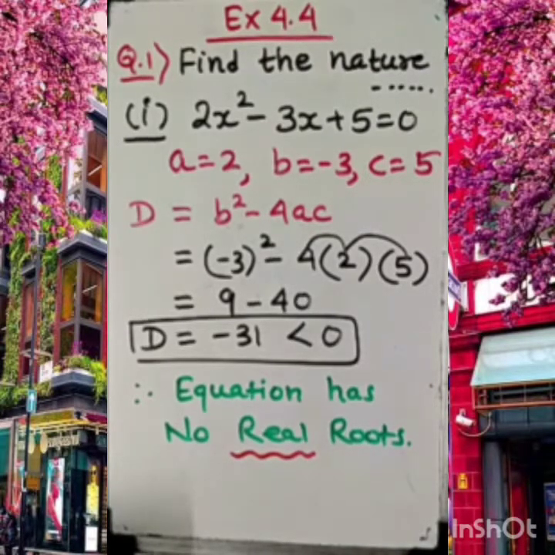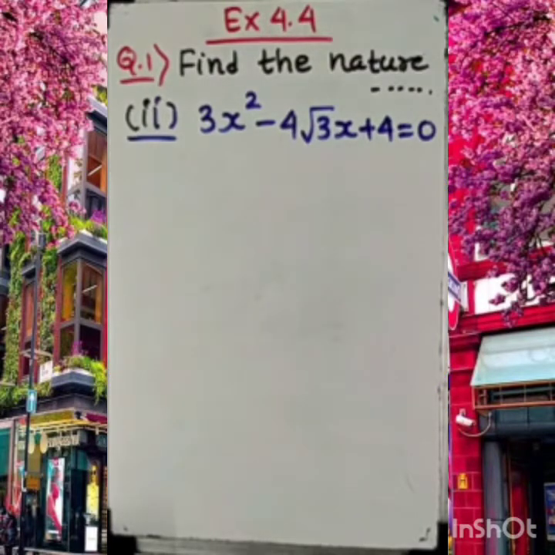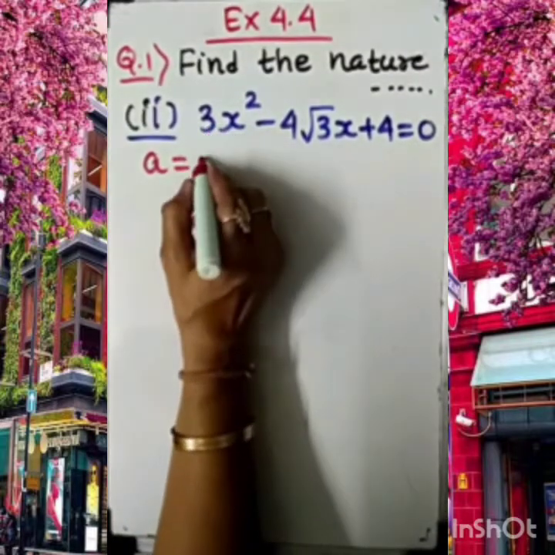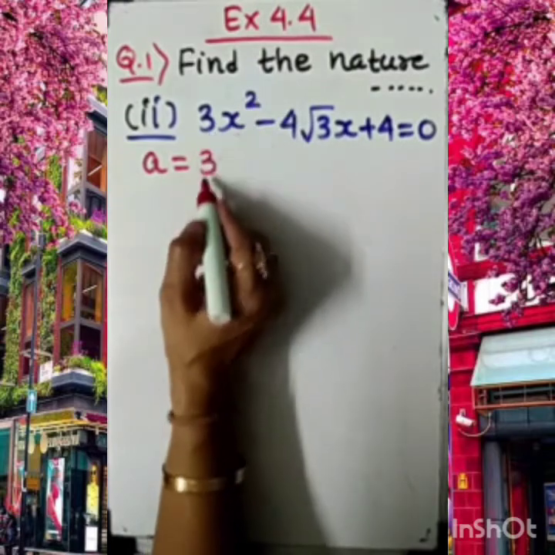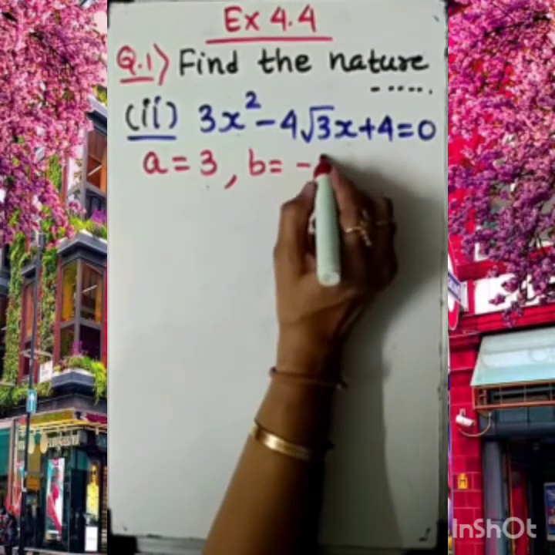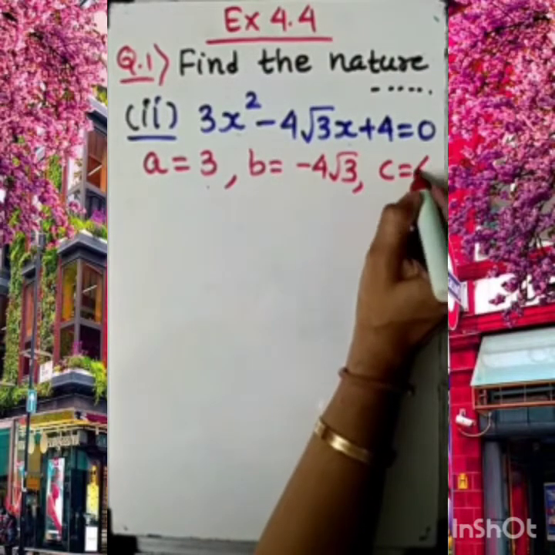Which is easy, so no need to find. Now let's proceed to the second. Dear student, the second equation we are given is 3x² − 4√3x + 4 = 0. First of all, a is the coefficient of x², that is 3. b is the coefficient of x, that is −4√3. And of course c is the constant term, that is 4 here.